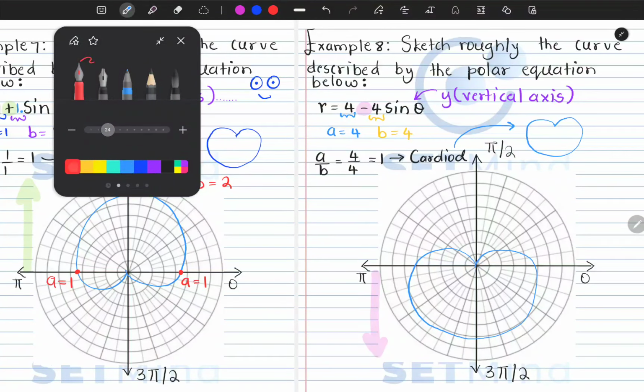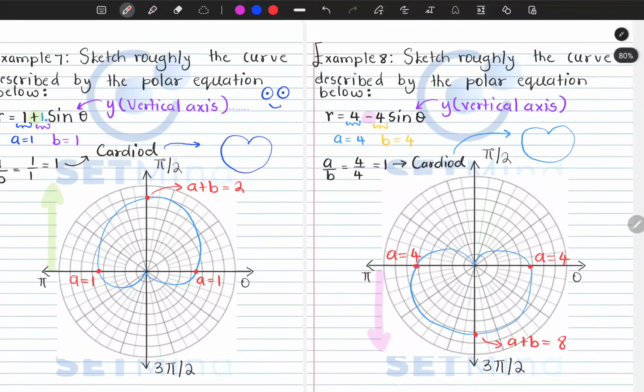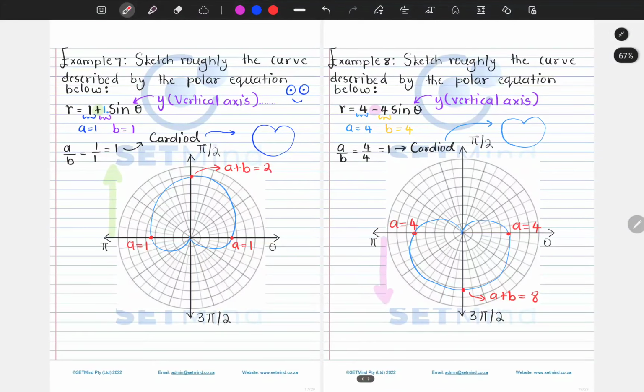So what we can then do is to quickly find the values. What is the a there? What is the value there? If you look carefully, a will be 4. a will be 4 also there. And then this part here will always be given by a plus b, which is 4 plus 4. That will be 8. So that gives us our cardioid for the expression r equals 4 minus 4 sine of theta.